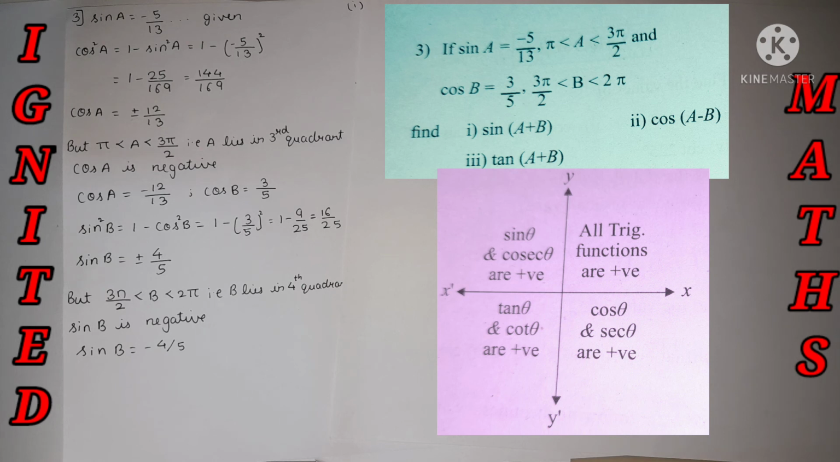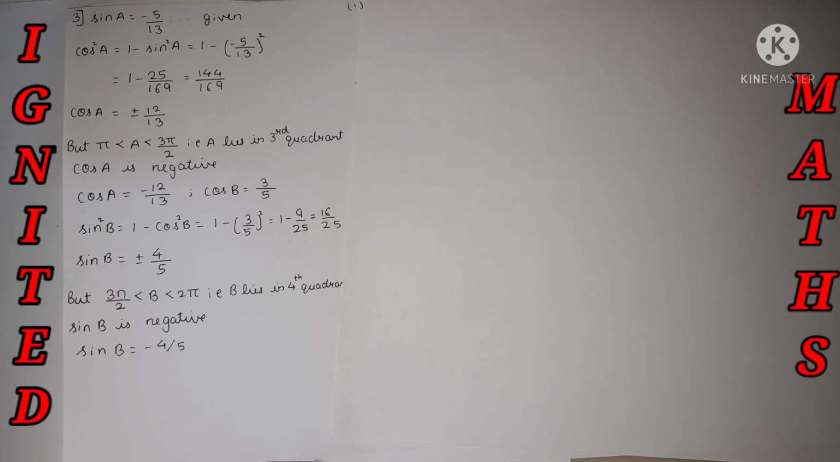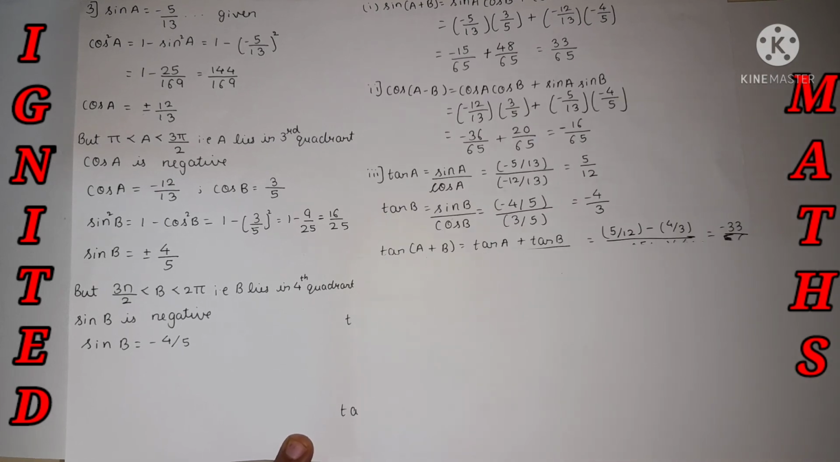Okay, they have given sine of A plus B, cos of A minus B, and tan of A plus B. Just put the formula and we will be getting the answer. Here is the complete solution of each and everything.